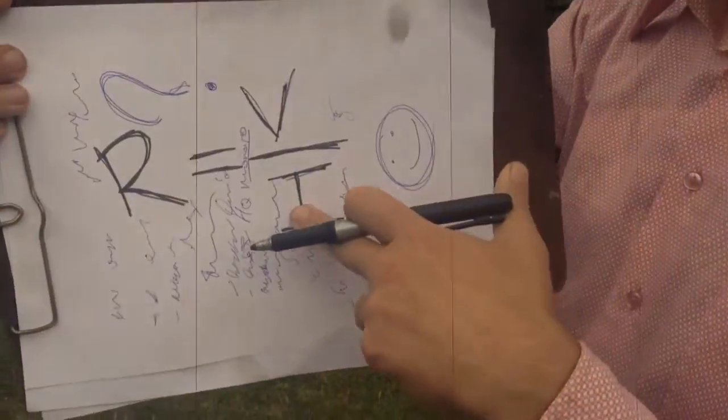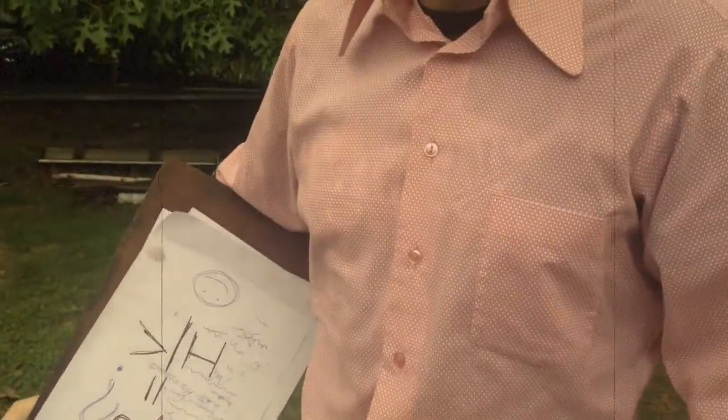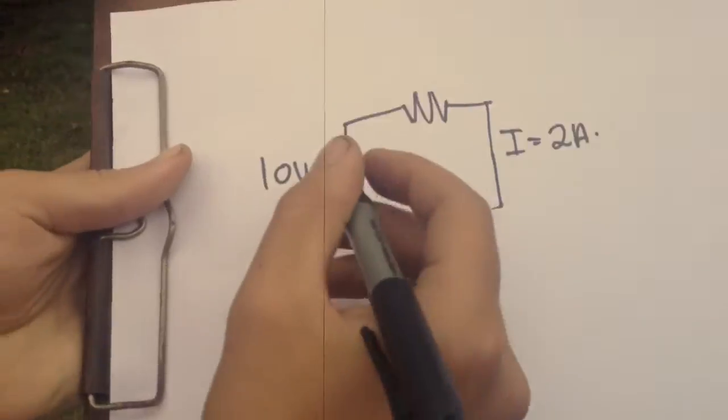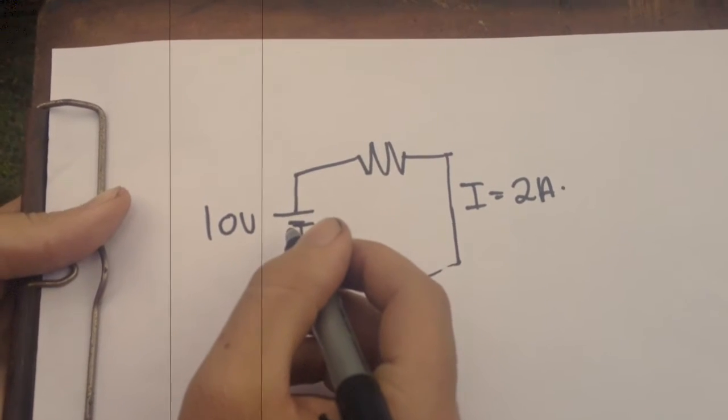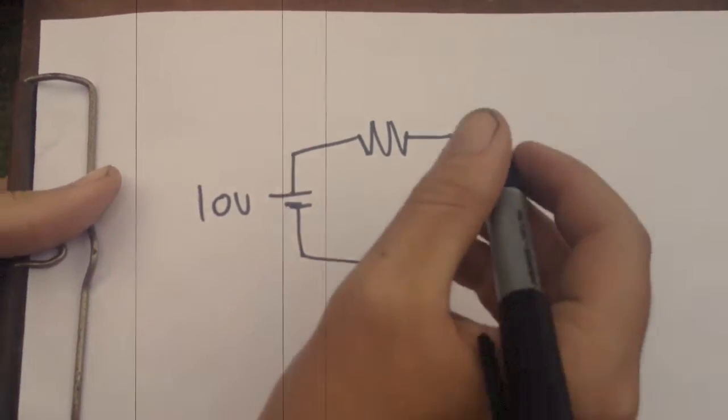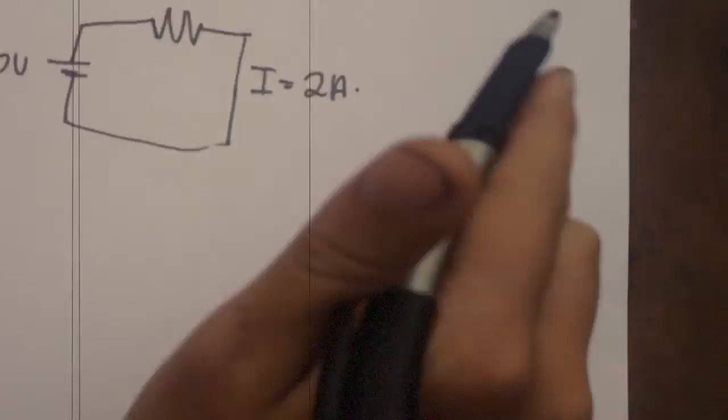Obviously the best way to explain how this particular formula works is through an example. So let's take a look. If we have a circuit with a DC source pumping out 10 volts, and we know the current is 2 amps because we've measured it with a multimeter, how do we find out the resistance of the resistor?